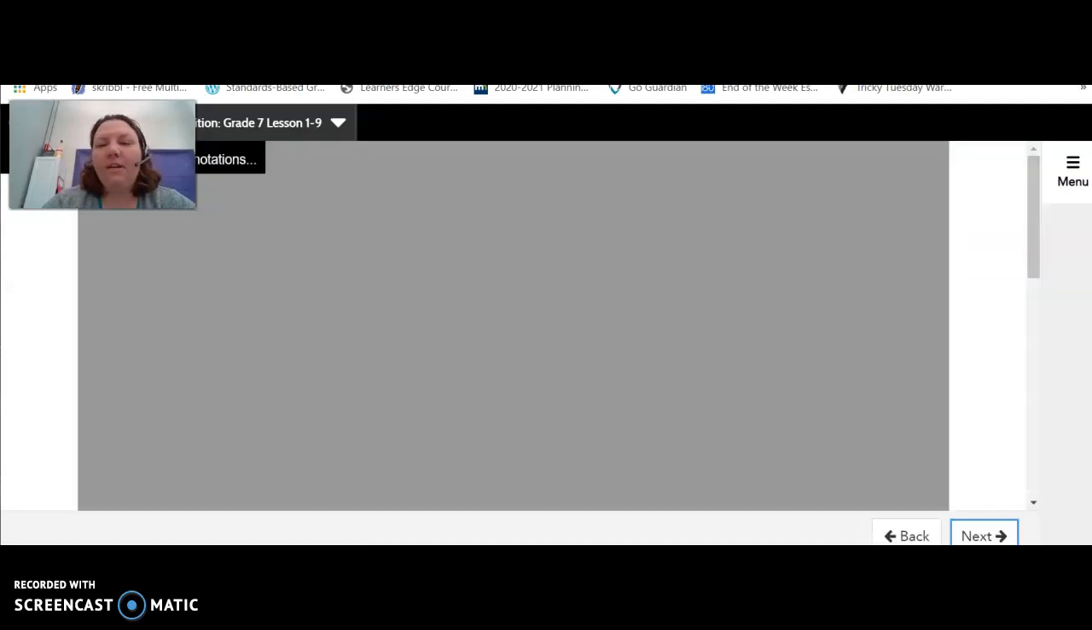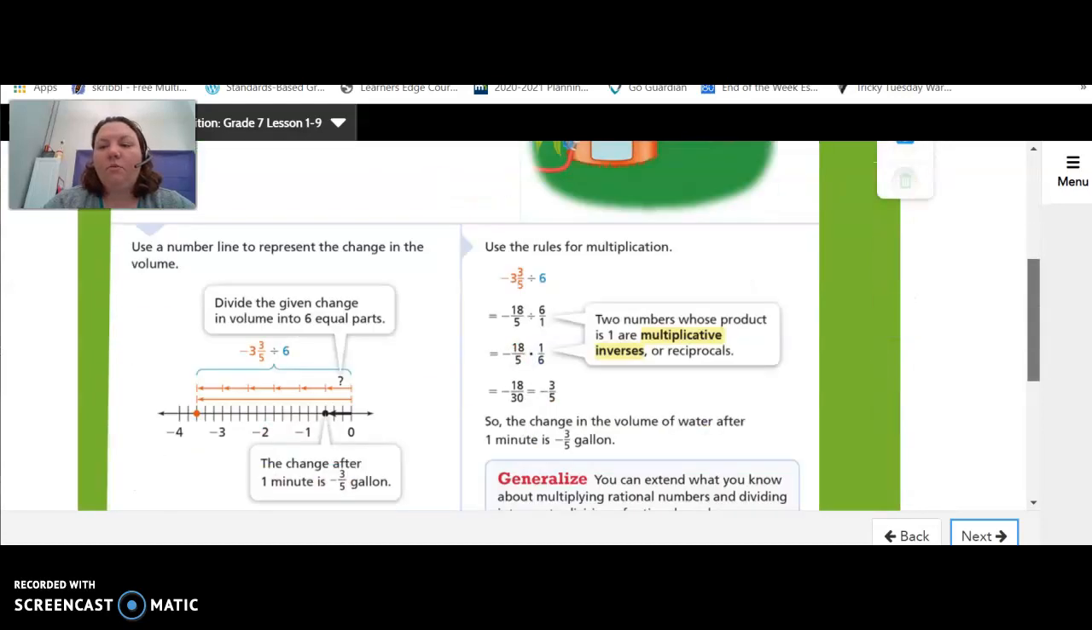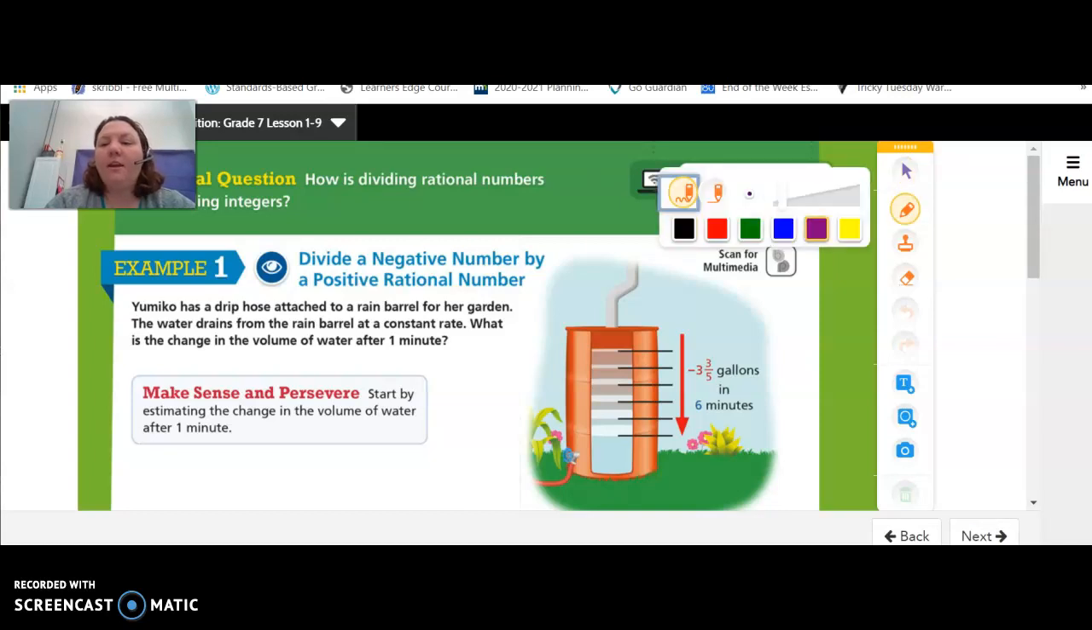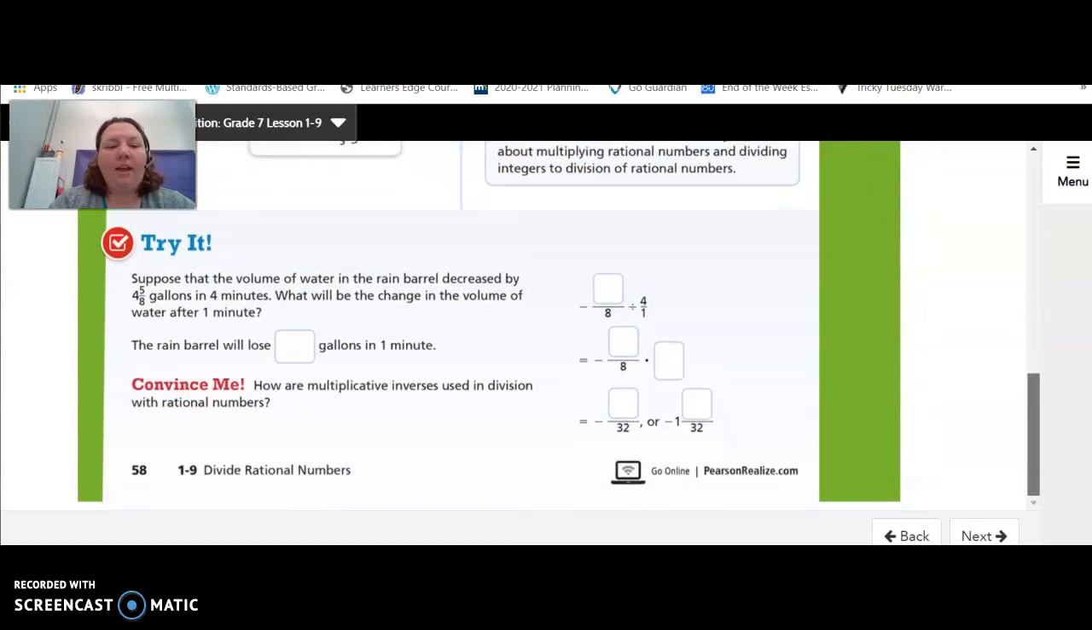So I'm now turning in my student workbook to page 58. And we can see here a breakdown of an example. Again, you can hear and see that animation in your online textbook with some extra guidance. So I'm going to jump down and look at the try it problem on the bottom of page 58. So suppose that the volume of water in the rain barrel decreased by 4 5/8 gallons in 4 minutes. What will the change be in the volume of water after 1 minute?